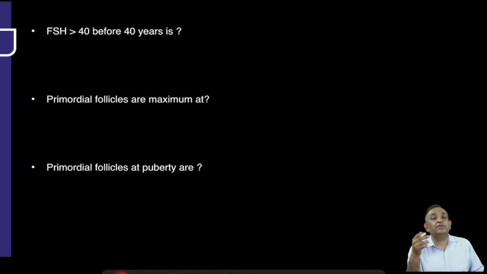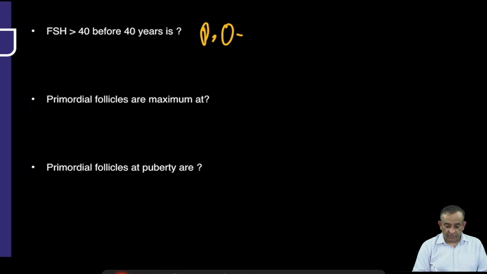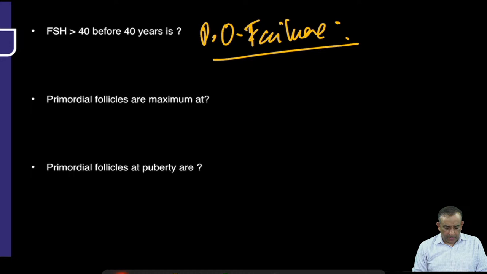So menopause age is 47 to 48 in India, 51 to 52 in the world. World average is 51 to 52. If a woman gets menopause at 45, 44, 43, that is early menopause. But if it is before 40, then it is not called early menopause. It is called premature ovarian failure. Yes, quite a lot of you got it correct. Premature ovarian failure.